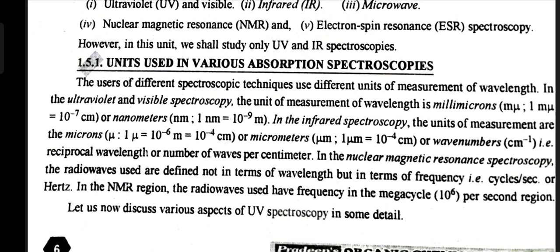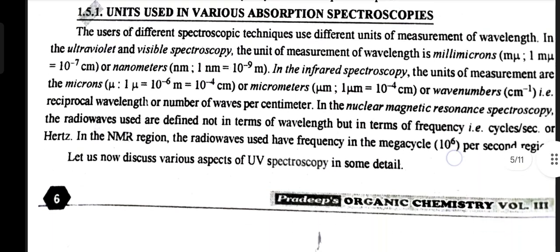In NMR spectroscopy, the radio waves used are defined not in terms of wavelength but in terms of frequency, cycles per second or hertz. In the NMR region, the radio waves used have frequency in the megacycle per second region. Let us now discuss various aspects of UV spectroscopy in some detail.